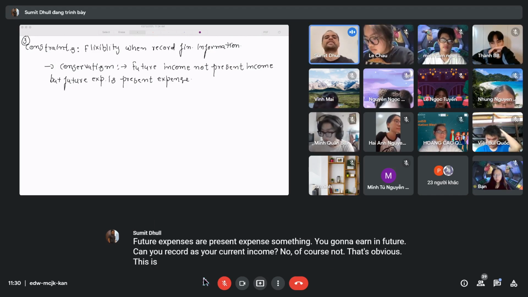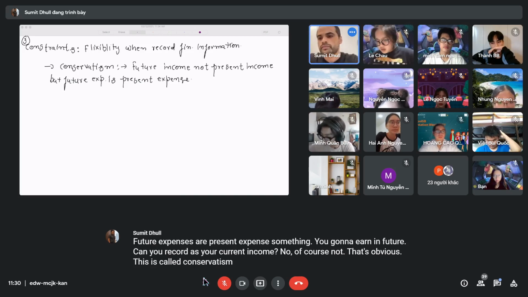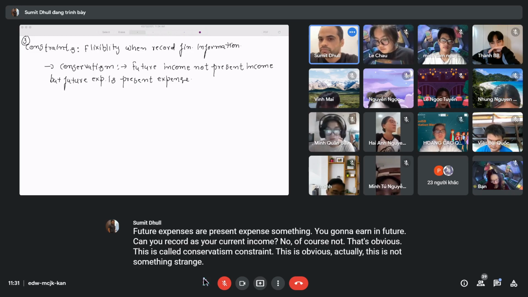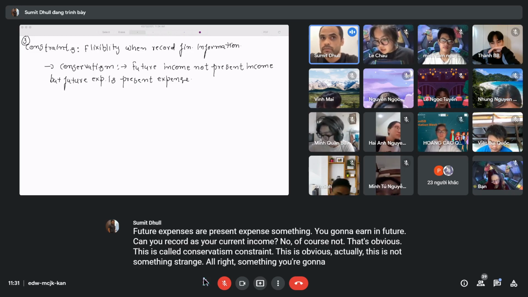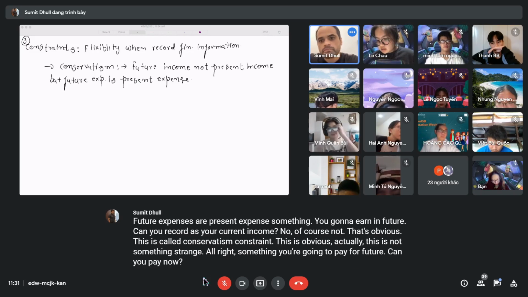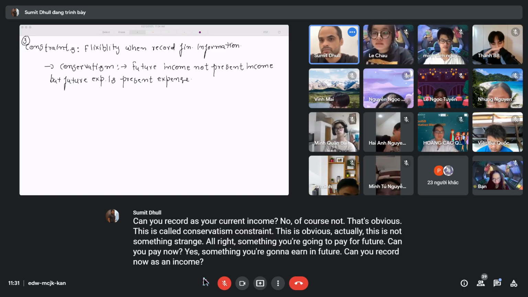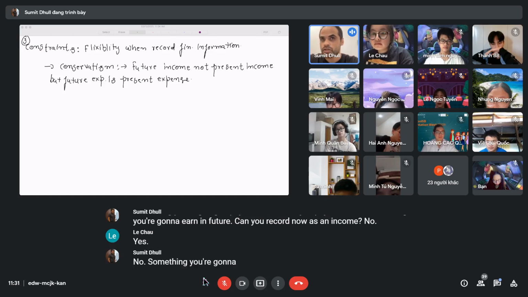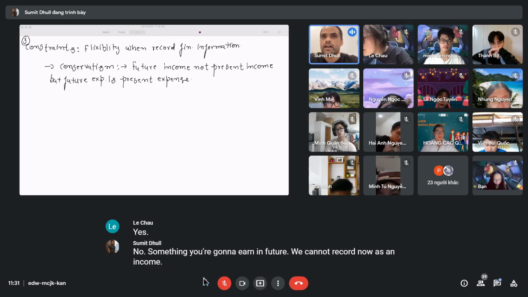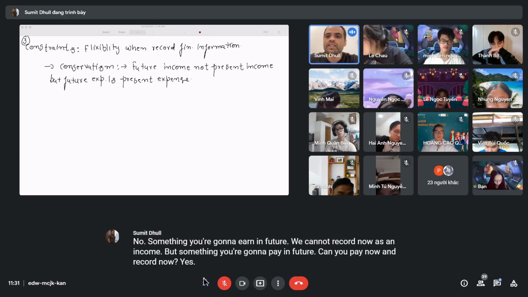No, of course not. That's obvious. This is called the conservatism constraint. This is not something strange. Something you're gonna pay in future, can you pay now? Yes. Something you're gonna earn in future, can you record now as an income? No. But something you're gonna pay in future, can you pay now and record now? Yes.